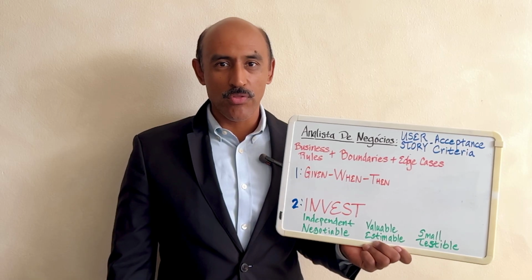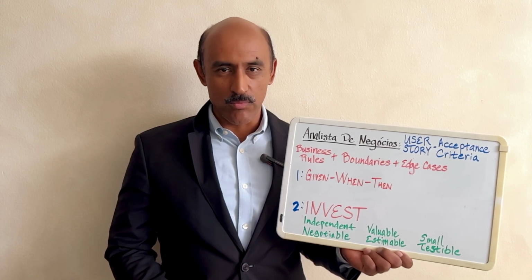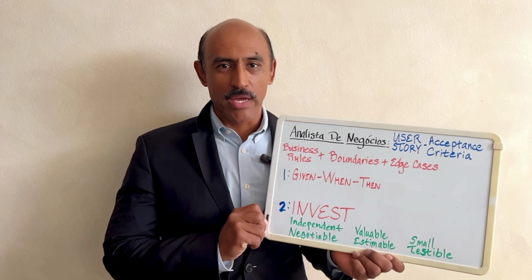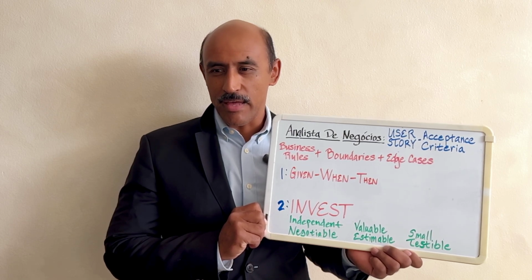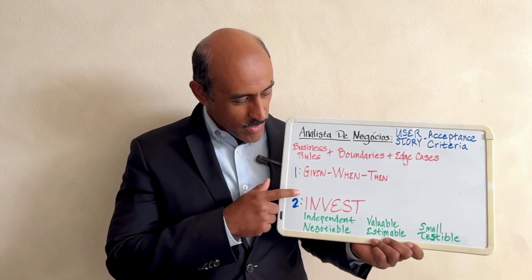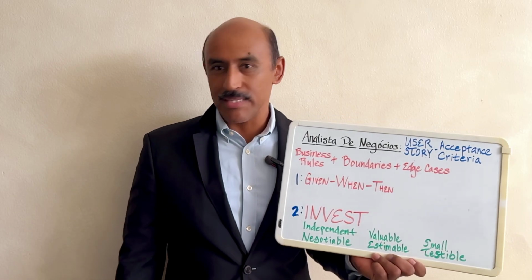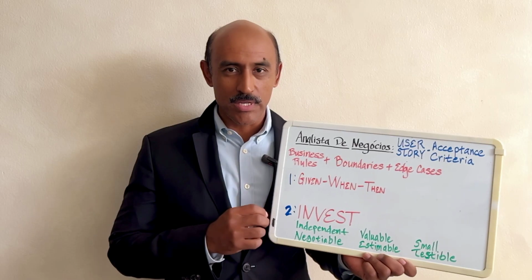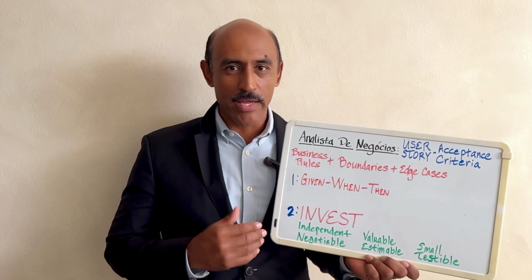Each of them has its own reason for why you would want to write it that way. The first one is called the given, when, then format, which, if you want to get technical about it, is a behavior-driven criteria. The next one I have here is a shorthand called INVEST, and that is a test-driven format. You can already see the differences in why you would want to use these different criteria.